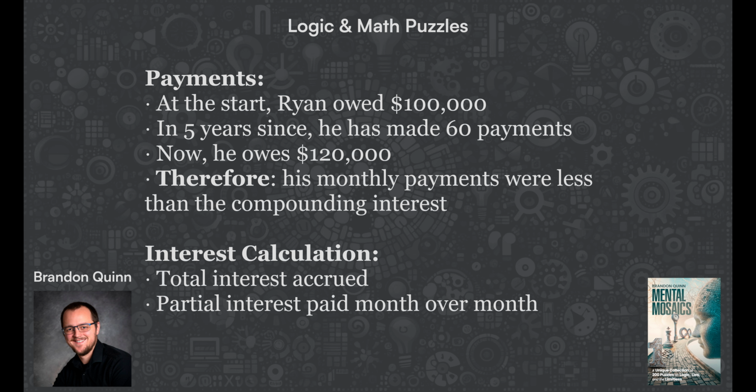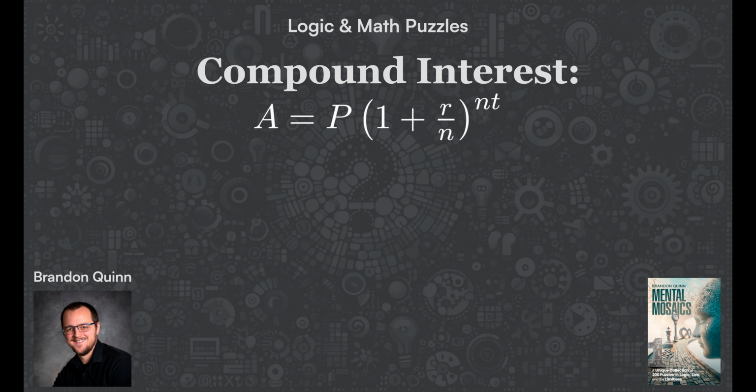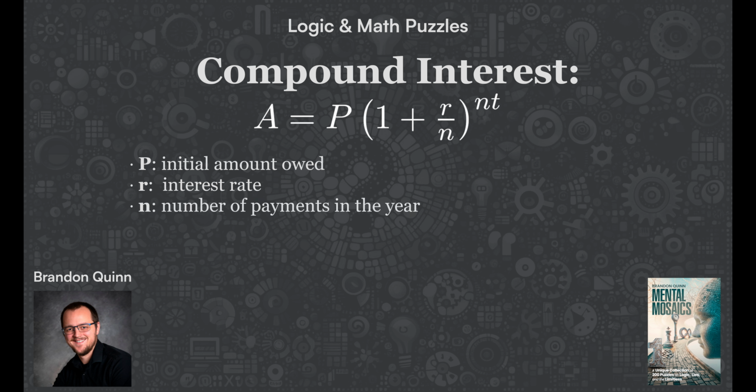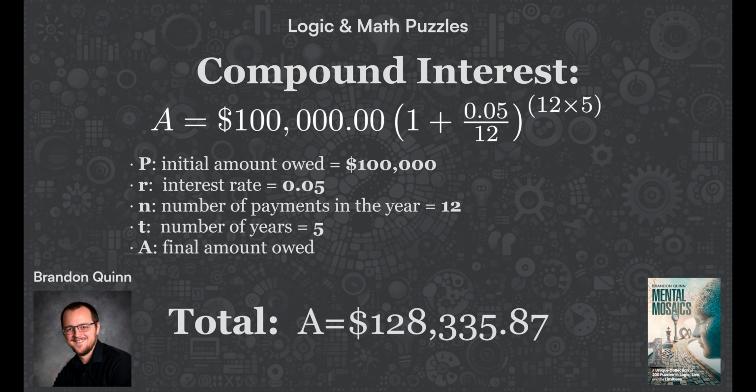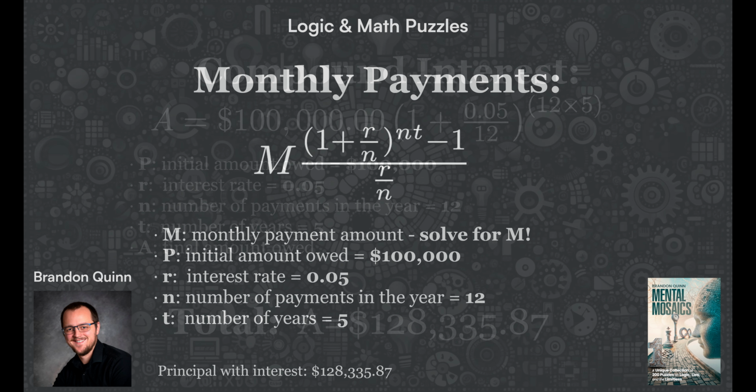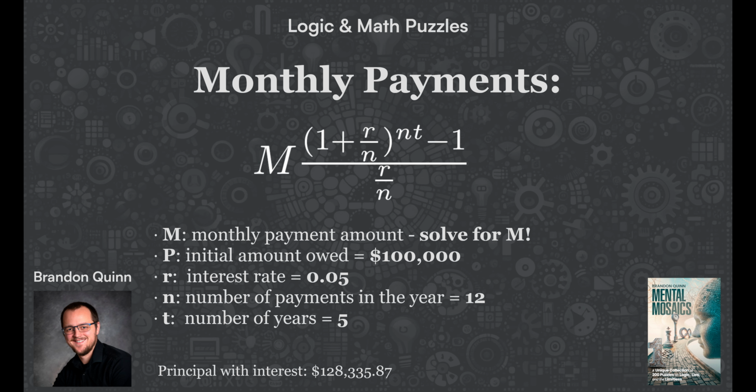In order to calculate the total amount of interest accrued, we need to use the compound interest formula shown here, where P is the initial amount owed, R is the interest rate, N is the number of payments in the year, T is the number of years, giving us A, the final amount owed including the interest. In our case, P is equal to 100,000, R is equal to 0.05, N is equal to 12, and T is equal to 5. This gives us a total of A is equal to $128,335.87.